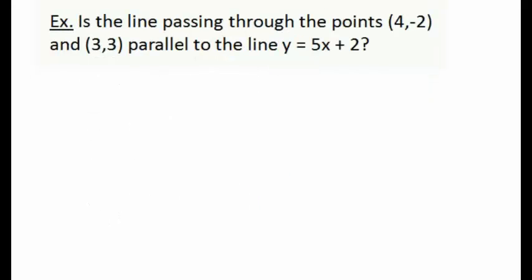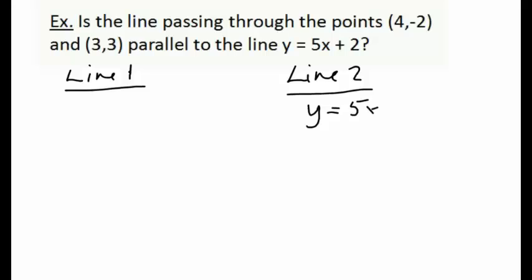In our last question, we're going to see if the line passing through 2 points, (4, -2) and (3, 3), is parallel to the given line of y equals 5x plus 2. Well, first of all, let's understand that we have two lines here. Line 1 passes through the points (4, -2) and (3, 3). In line 2, we already know the equation for line 2. It's 5x plus 2. And in fact, if we need to figure out if these two lines are parallel, we already have all the information we need from line 2, and that is the value of the slope.